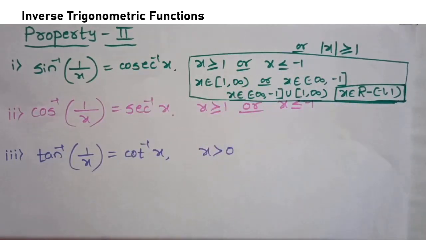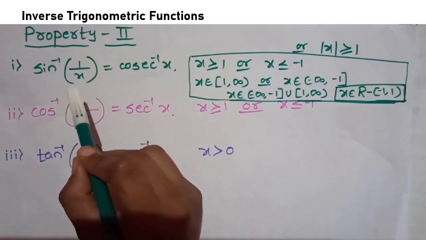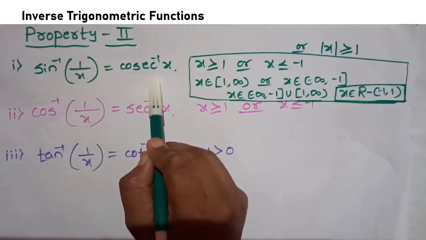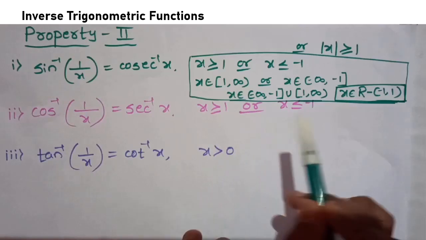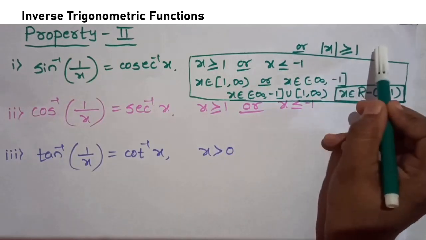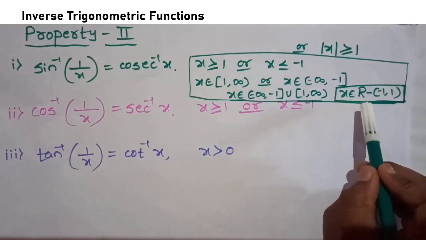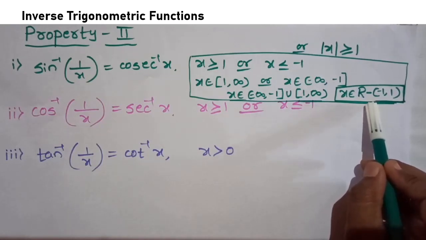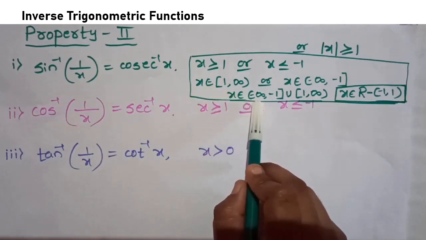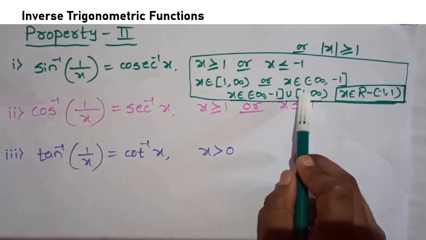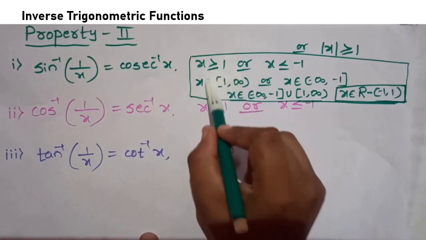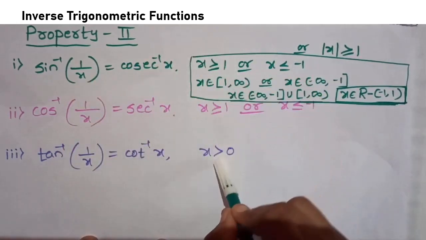In a 1 mark question they can ask in the exam: for which values does sine inverse 1 by x is equal to cosec inverse x hold? That time you should write x is greater than or equal to 1, or x is less than or equal to -1, or you can write x belongs to the set of all real numbers excluding the open interval -1 to +1, or you can write x belongs to the semi open interval -infinity to -1 union semi closed interval 1 to infinity. Like this you should write the condition for x.